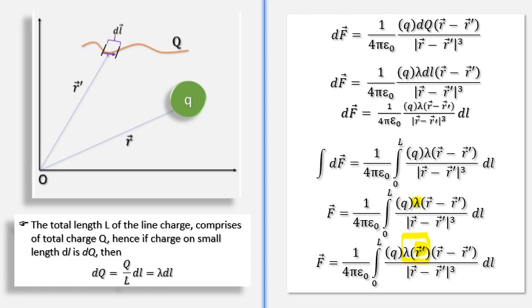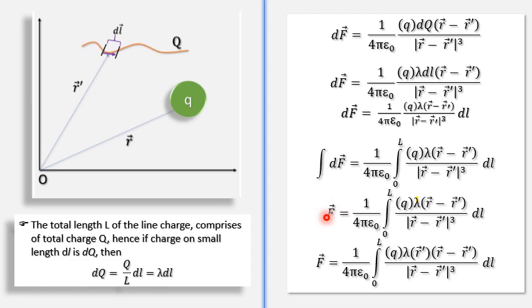So what is this F? It is the force on a given point charge due to a line charge distribution which is not uniform. And what is this F? It is the force on point charge q due to a uniform line charge distribution.